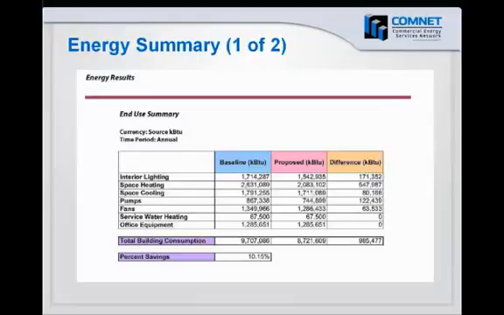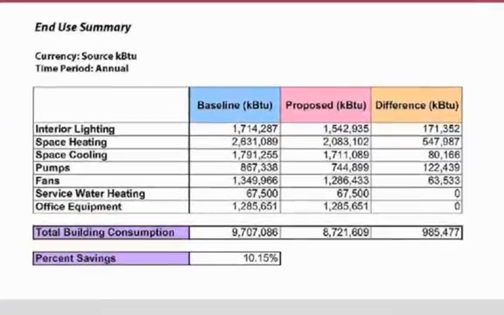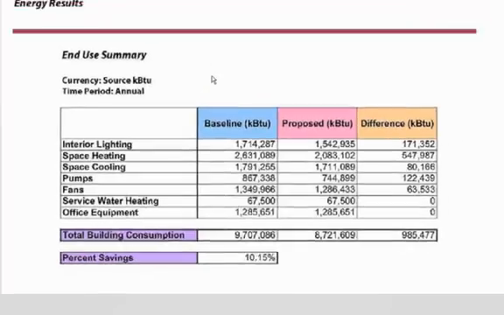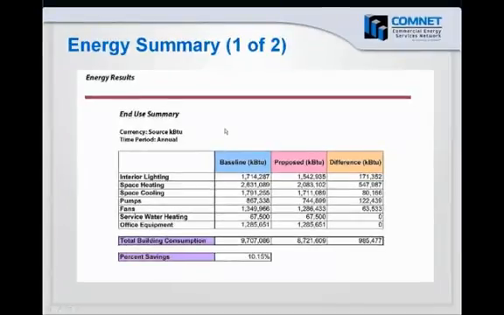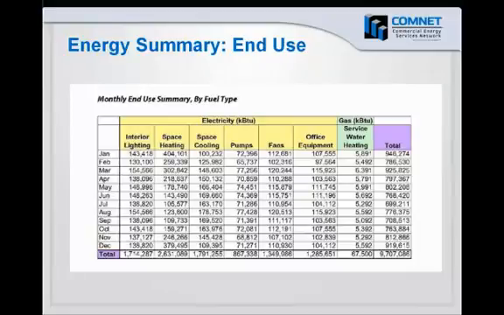The next report is the energy summary. This is one of the 2 pages, which is also shown in the COMNET MGP. For the end-use summary, we have a comparison of the baseline and proposed, as well as the difference, and then the percent savings. And then it's broken down by end use. The other thing you'll notice for this example is that the metric we're using is source energy, source kBTU. In addition, we have a more detailed breakdown by end use into both electricity and gas.